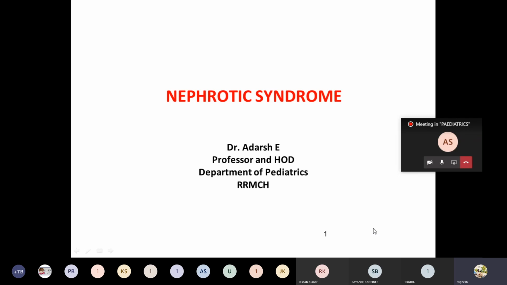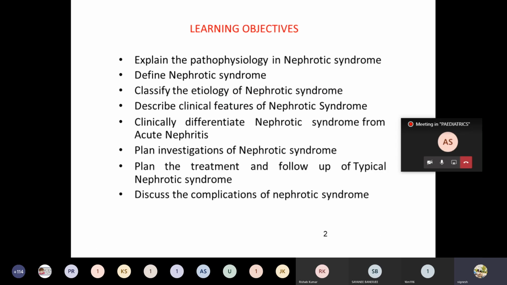See, nephrotic syndrome, the old terminology was chronic nephritis. Today I'm going to tell you the outline we are going to discuss about nephrotic syndrome. What are the learning objectives? First, we will see the outline of the pathophysiology of nephrotic syndrome. Then the definition, then classification and etiology. Finally, we will briefly explain the clinical features, what you are going to see in a nephrotic syndrome baby.